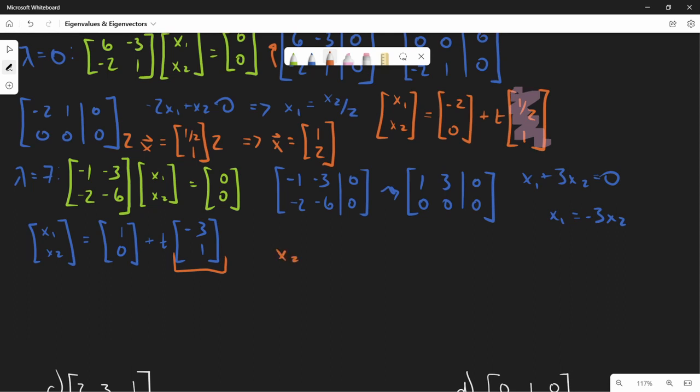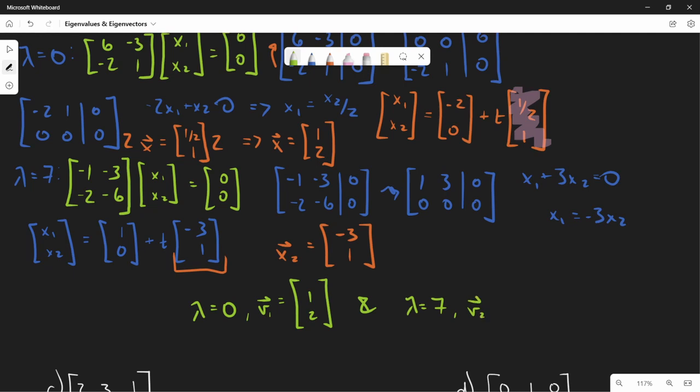And so our second one, we're not going to manipulate this one because it's pretty much whole numbers. And so that's pretty much our answer. It is lambda is equal to 0 with the vector x1, 1, 2, and lambda is equal to 7 with the corresponding eigenvector equaling negative 3, 1. And so that's pretty much it in finding the eigenvalues and eigenvectors.